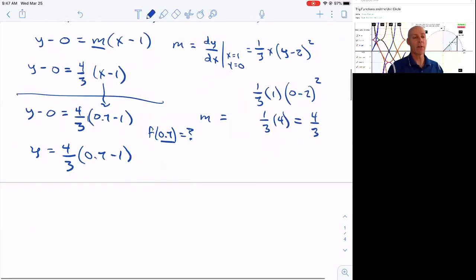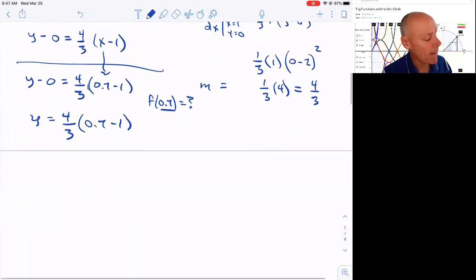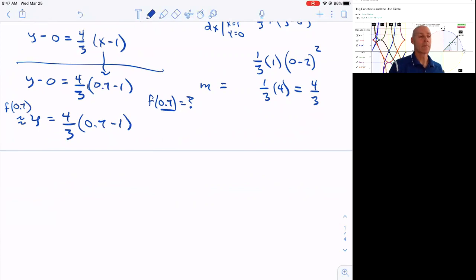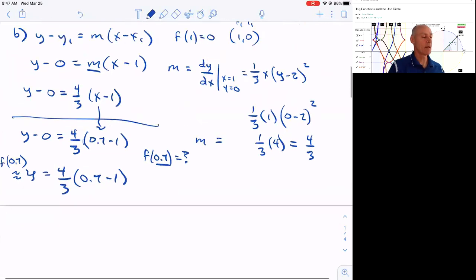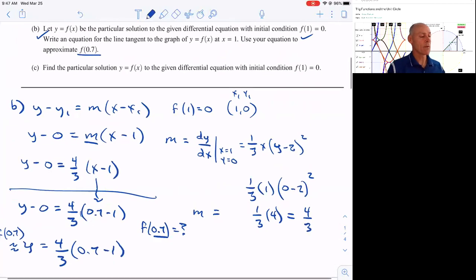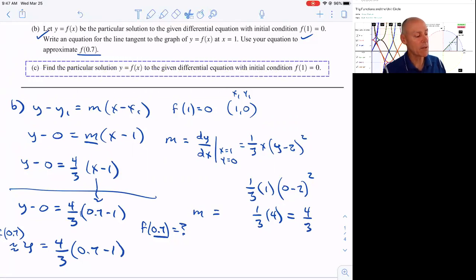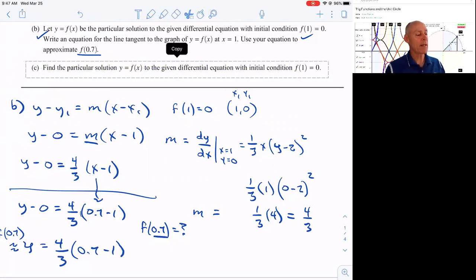I have a numeric answer on the left side, and that is my approximation of f(0.7). Okay, so that is the second part of part B. Now, part C, I want to find the particular solution y equals f(x) to the given differential equation with the initial condition f(1) equals 0.